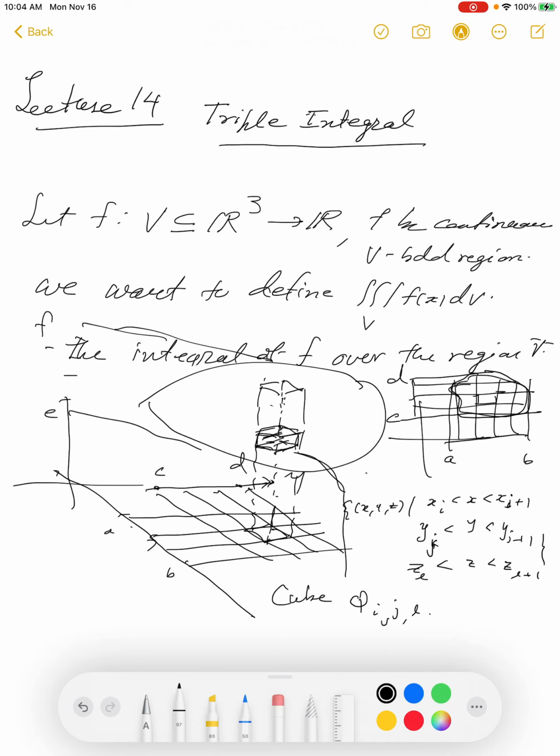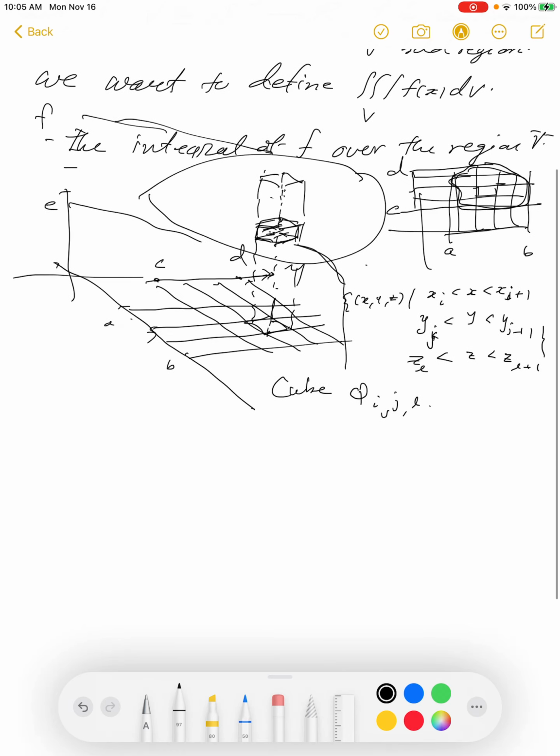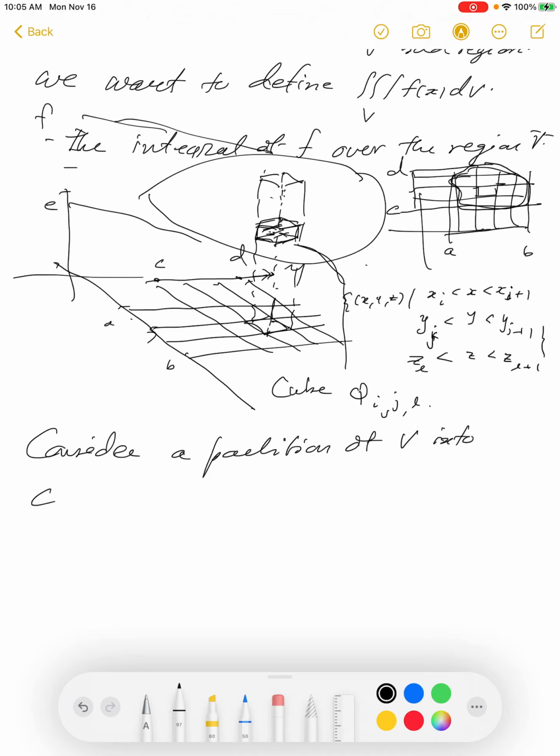Another sum you can form is by taking a point. So consider a partition of V into cubes Q_ijl, where i goes between 1 and n, j goes between 1 and m, and l goes between 1 and p.